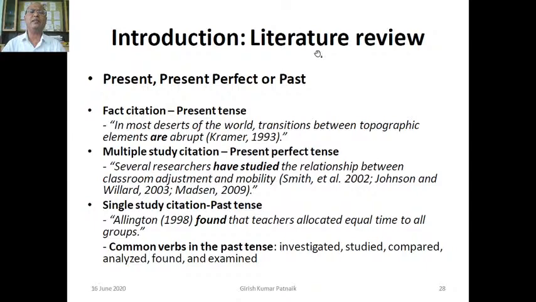Whenever I call it a literature review, you need to have the citation, you need to refer to some of the papers, you need to refer to the work done by some of the researchers. So for a fact citation, whenever you are stating any fact, it should be present tense. Now here you can see R is used. In most deserts of the world, transitions between topographic elements are abrupt.